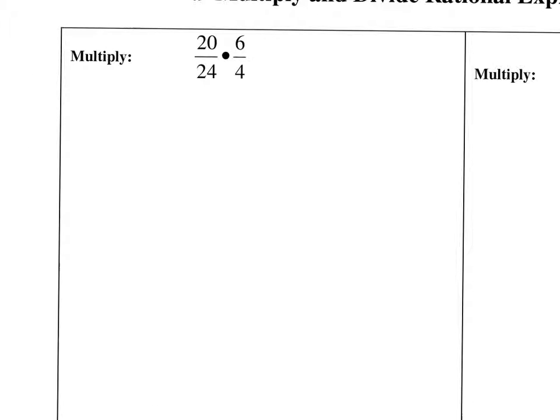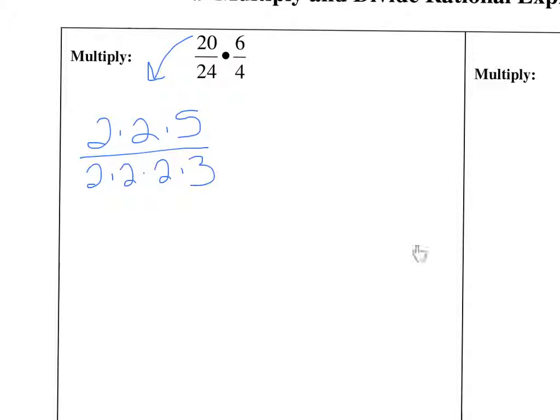We practiced in the lecture multiplying these fractions by breaking them down to prime factors and cross-canceling. So that's what we're going to do here. Prime factors for 20, 2 times 2 times 5. Prime factors for 24, 2 times 2 times 2 times 3. And you guys can pause the video, do your trees over here if you need to. Okay? I'm not going to show the trees anymore.